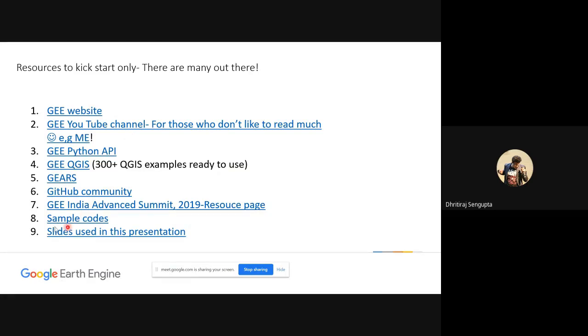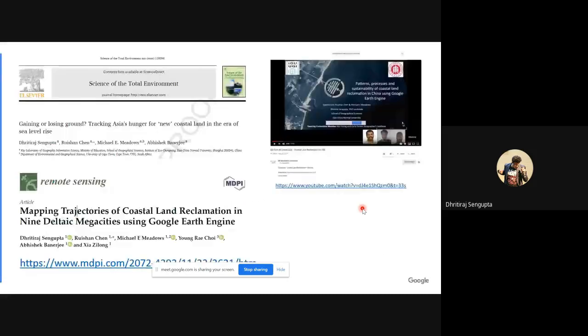There are a couple of links here if you are interested to start Google Earth Engine with QGIS, or with the JavaScript API itself, or with Python. There are plenty of resources. Please go ahead and try. I've published papers. There's a YouTube video of mine explaining my research using Google Earth Engine. If you're interested, please go ahead and connect with me if you're interested in wetland study and wetland degradation. I'm very happy to work on those.